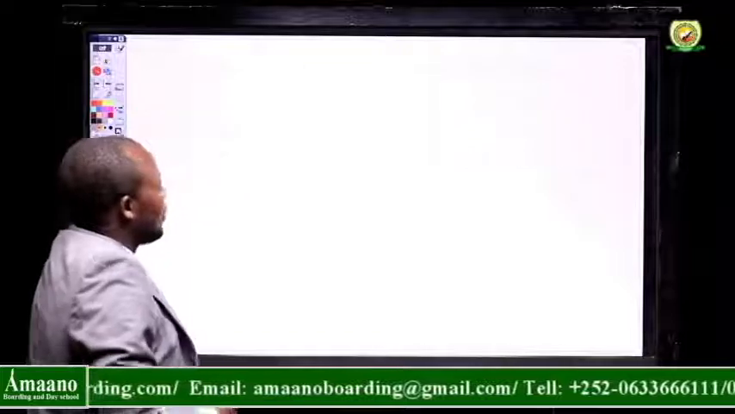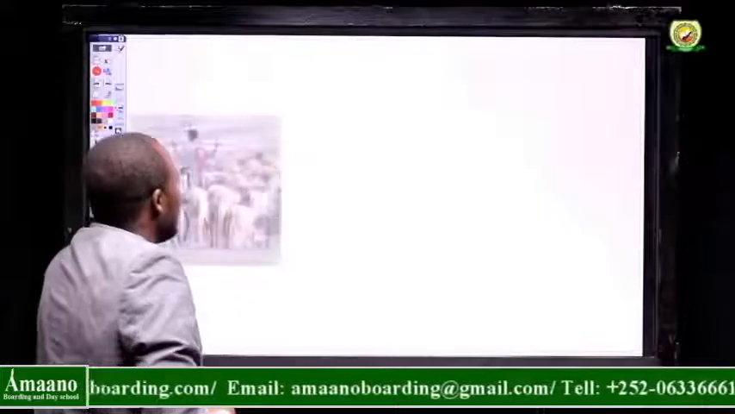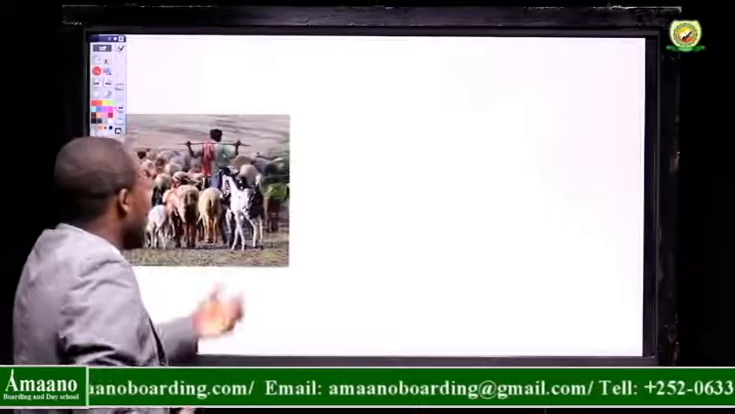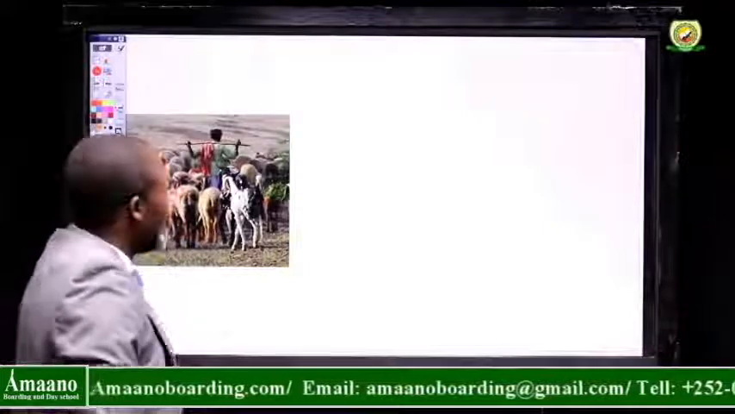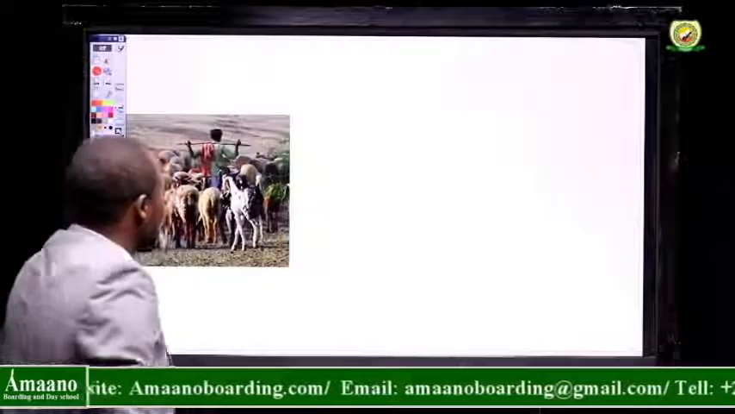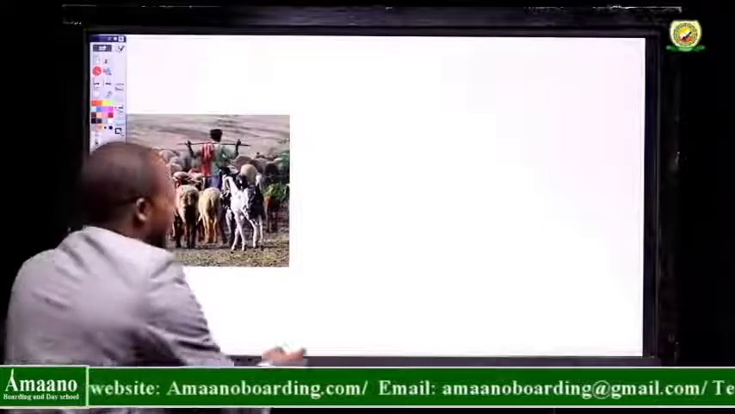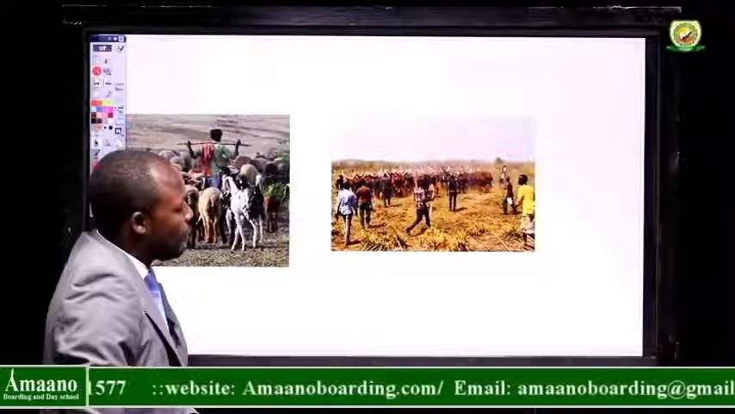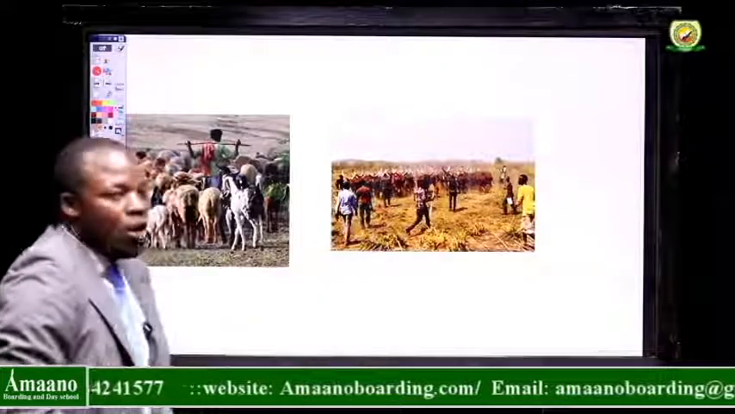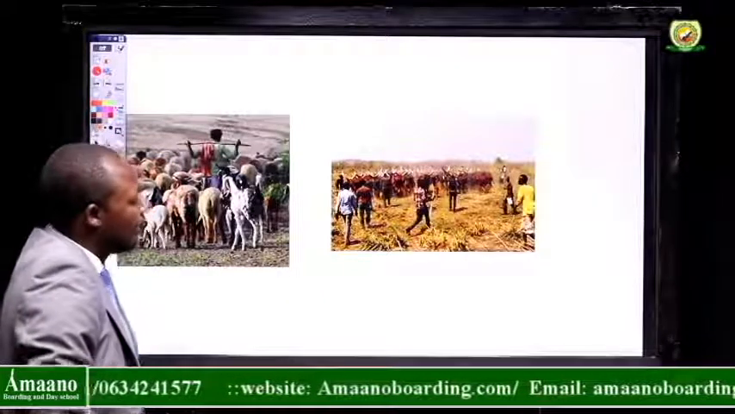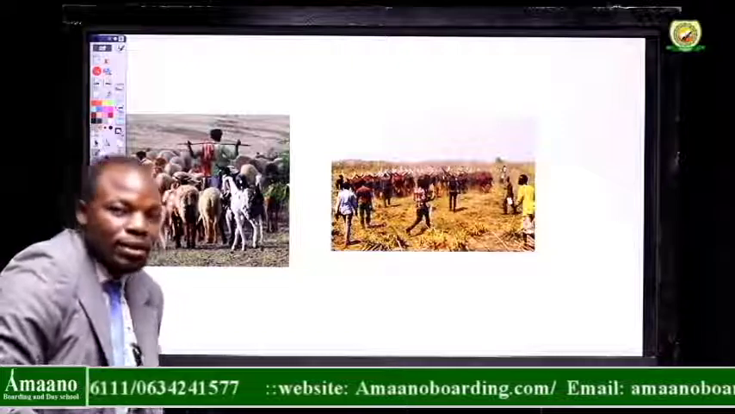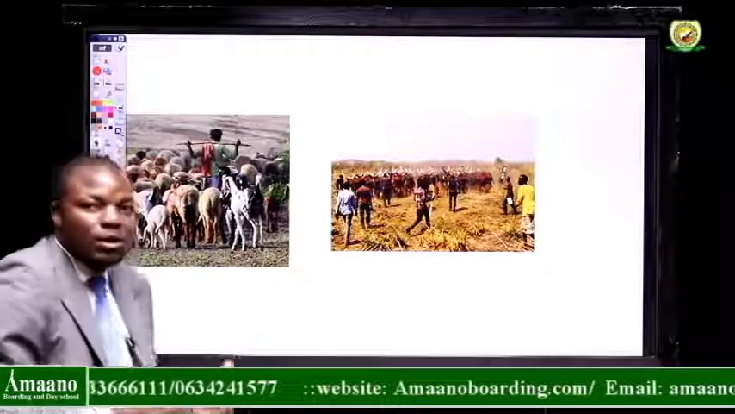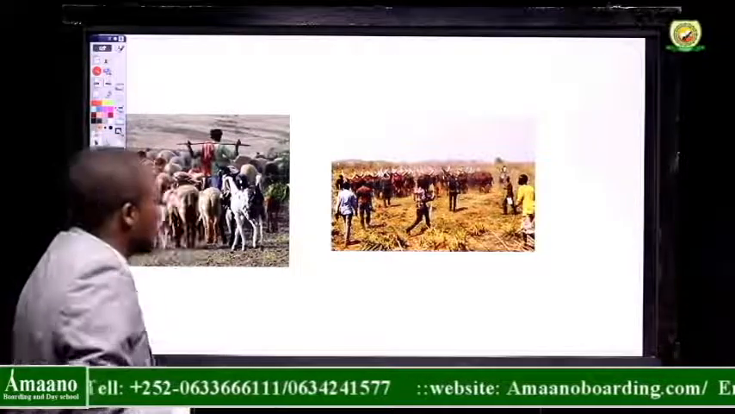Now, I think as we continue, you will realize that the picture here shows clearly a nomadic pastoralist, a person looking after his animals. And there's also another picture that is coming on, people taking care of their animals. These are nomadic pastoralists. These are people who carry out this activity because they live in a dry place. They live in dry conditions.